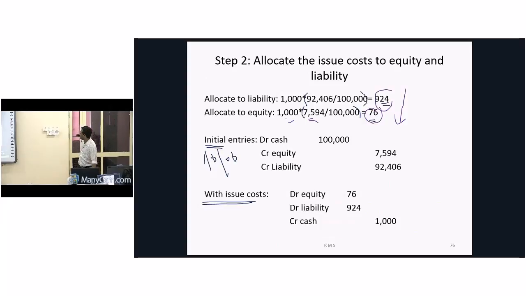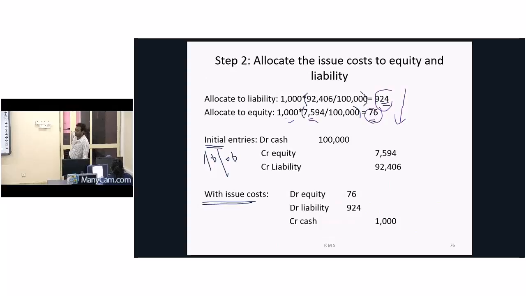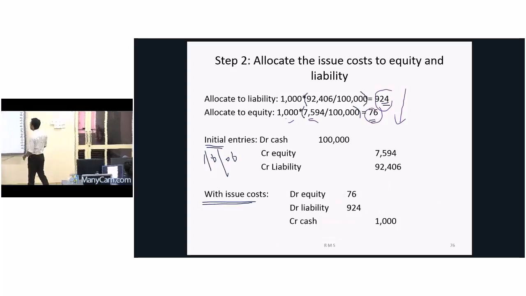Then the double entry for the issue cost: what do we have to do? It is split into two. Equity debit 76, liability debit 924, and cash credit 1000. The issue cost is split into part for equity and part for liability, based on proportionate fair value. Understand? So it is already done. If there is no problem, then you can go ahead.